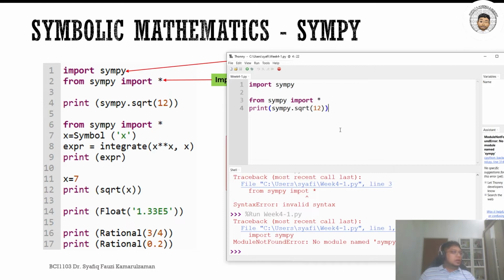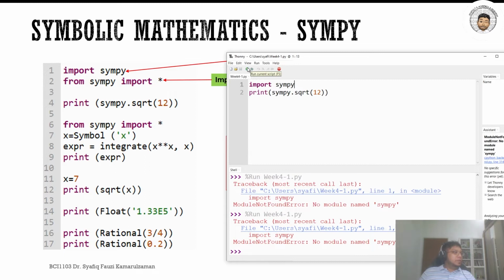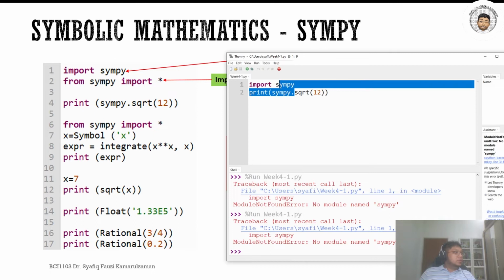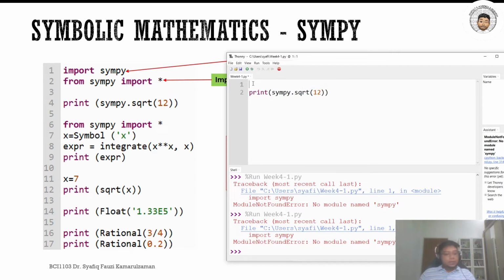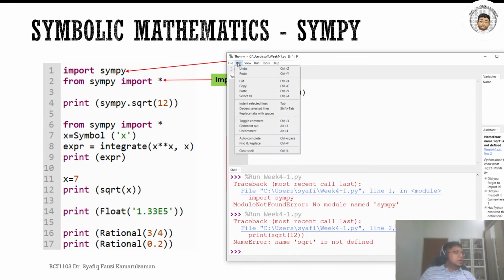Oh, thank you. Someone pointed out my mistake with SymPy. I did not install SymPy. No module named SymPy. I think I need to import SymPy. So let's try square root 12 supposedly. I'm not sure whether SymPy is still available or not, or is my spelling wrong? Let's take a look.